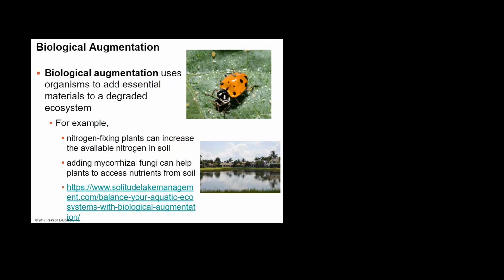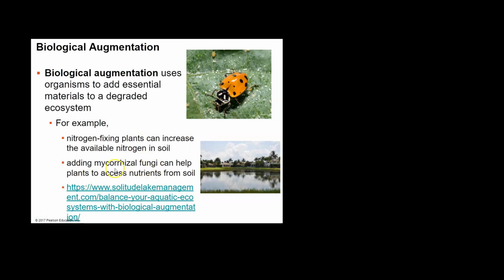The other type of restoration ecology is biological augmentation. And this again is going to be using organisms. To augment means to add to. So these organisms are used to add essential materials to an ecosystem that has lost essential nutrients. So, for example, nitrogen-fixing plants can increase the available nitrogen that, for example, was involved in runoff due to deforestation. So if you were to plant these nitrogen-fixing plants, that would help increase available nitrogen in that ecosystem.